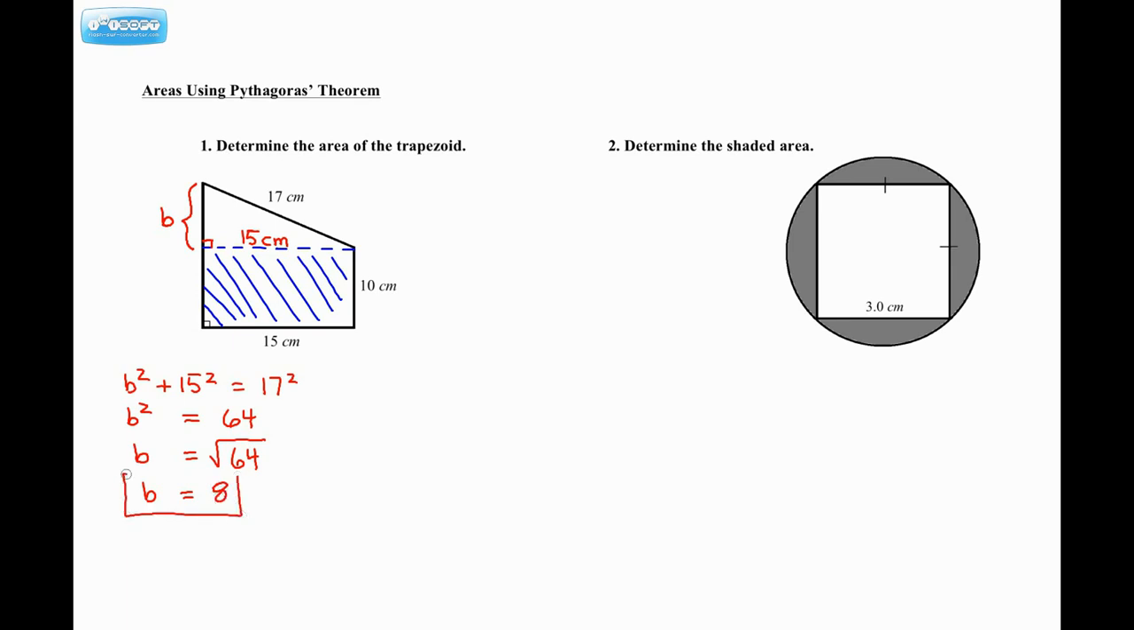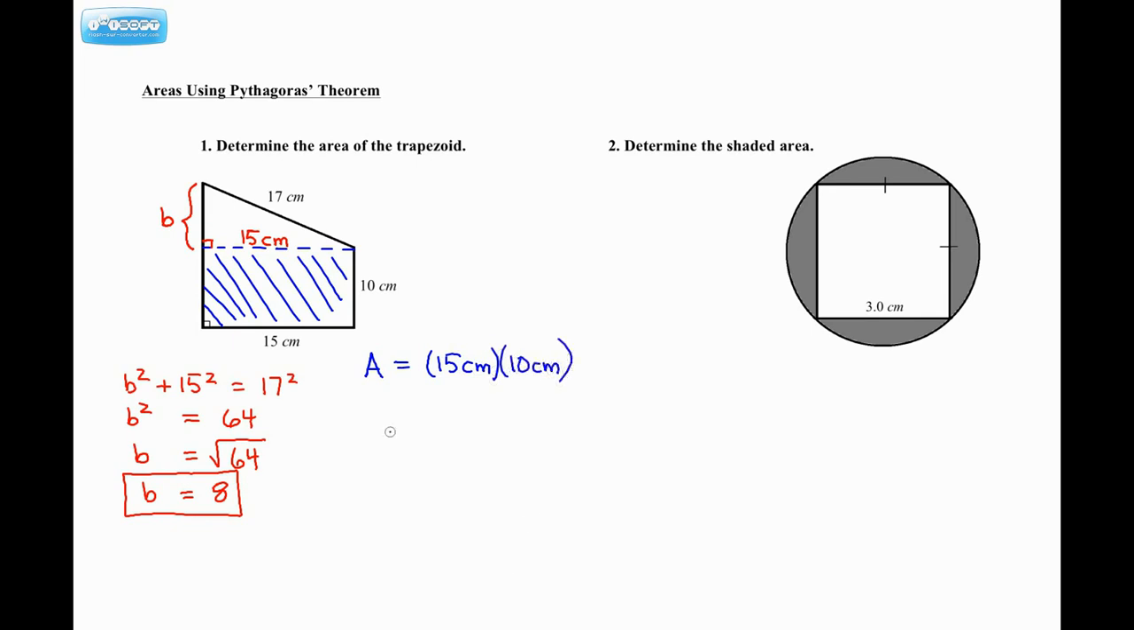Okay, so we're not done. Okay, but we've determined that this little bit here has to be 8, in this case 8 centimeters. So now we can actually find the area of this entire thing. So let's find the area of the bottom rectangle. That's just this length times that width or height, whatever you want to call it. So this is 15 centimeters times 10 centimeters.